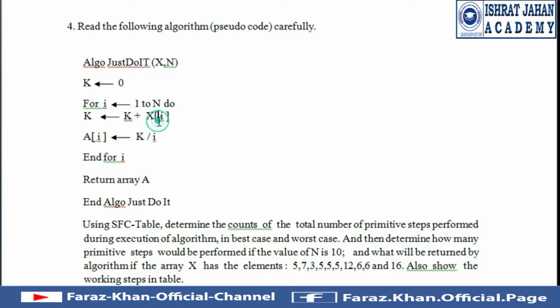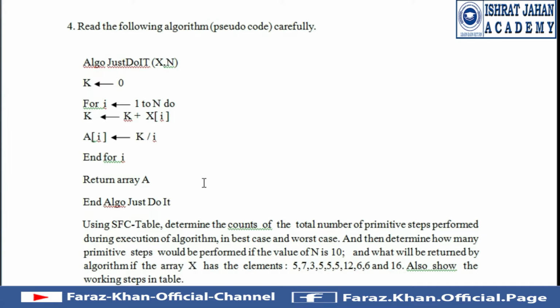So I is a loop. I hope you must have studied in data structure how to traverse an array. We have to use the variable of a loop in the subscript, right? X into I means we have to add the value of k to every value of the array x, and then we have to assign that value in k. After assigning, I will divide the value of k by I, and then I will assign the result of that division in array A. And end for I, return array and end algo just do it.